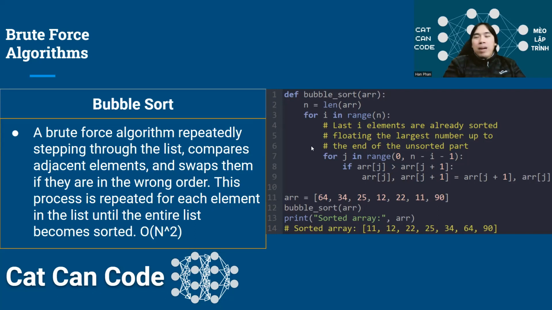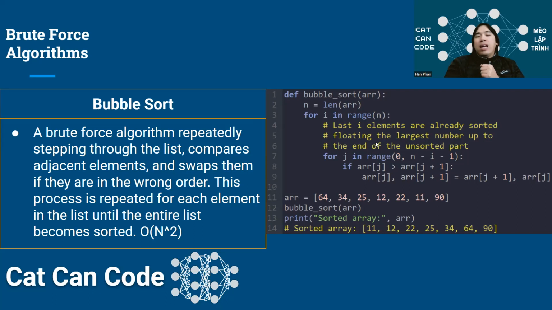So if you look at my Python implementation here, I have a bubble sort. Array n equals the length of the array. And then for i in range n, assuming that the last i elements are already sorted, because i is starting from 0, obviously nothing is sorted yet in the first iteration, floating the largest number up to the end of the unsorted part.